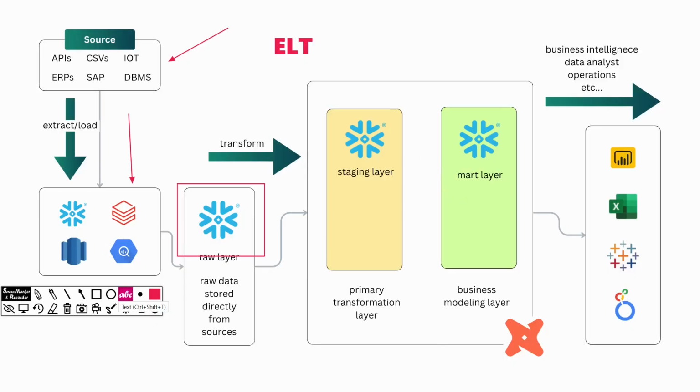We have our staging layer and our marts layer. Our staging layer is the primary transformation layer where we transform our raw data into whatever useful data we may need. This is where you might change names, clean up the data, find duplicates and others. This is the important part where we ensure that our data is clean and ready to be used.